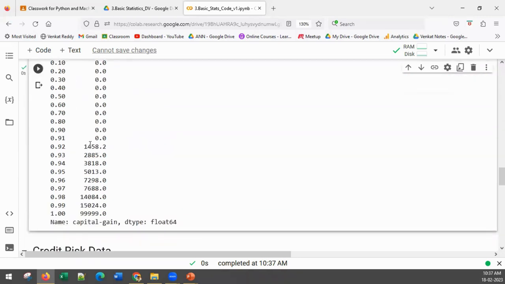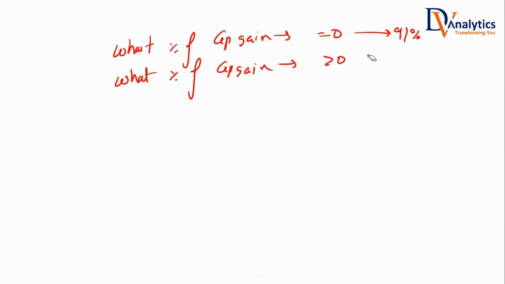10, 20, 30, 40, until 91. 91% of the data is 0. How much is remaining? 9%. 91% is 0, the remaining 9% is greater than 0.